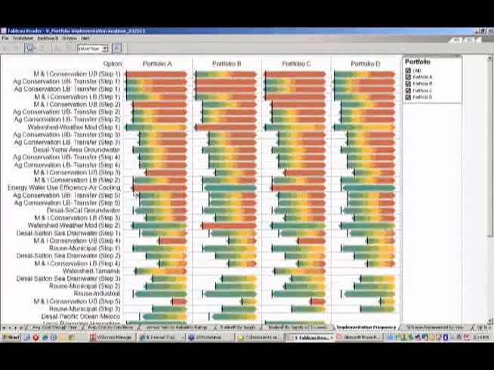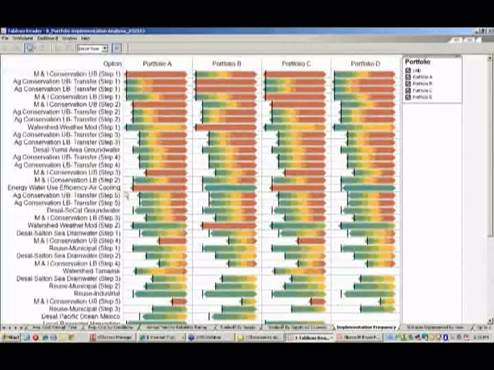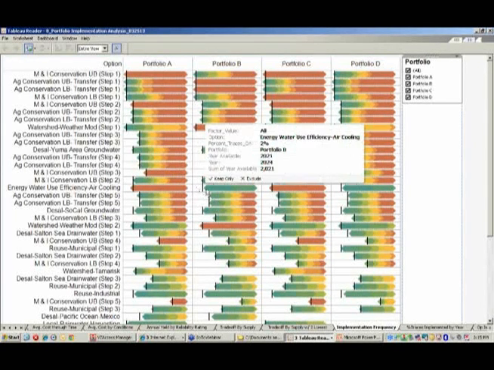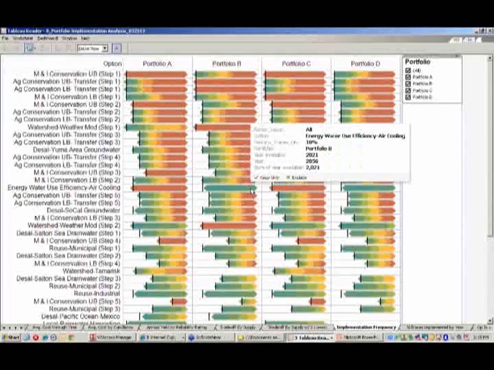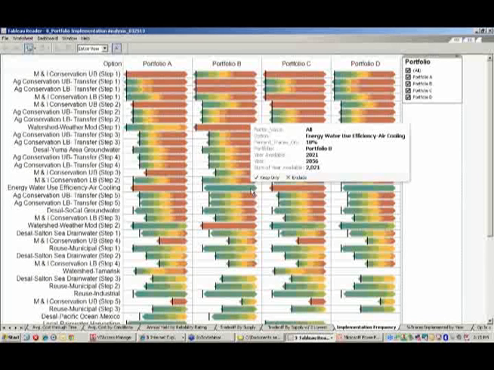And when you see red right up against that vertical black line, like is the case here for this energy water use efficiency option, you know that under all the traces in portfolio A, we're really relying on that heavily and implementing that option as soon as it's available. While if we move over here to portfolio B, we see that it's never being implemented as soon as it's available, and then only in low amounts as we move forward. Even in 2060, it's a relatively low number of traces under portfolio B. About 18% of traces are using this option.